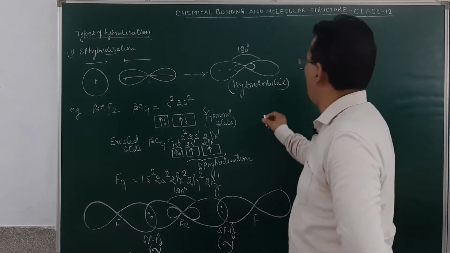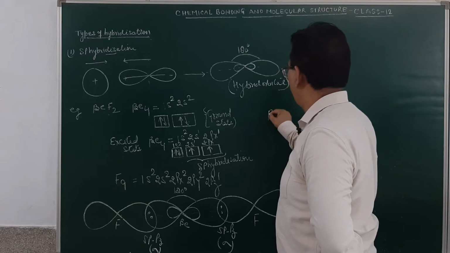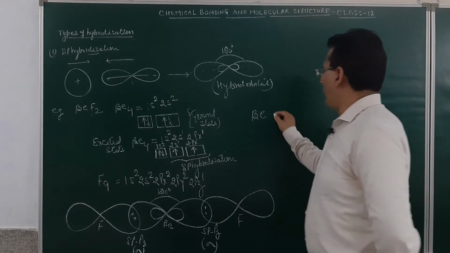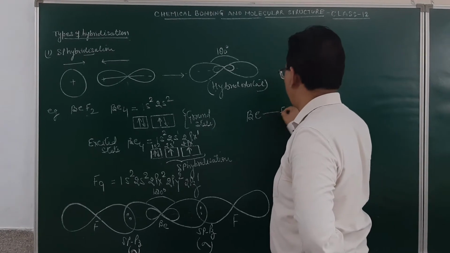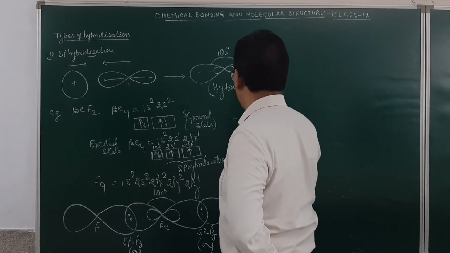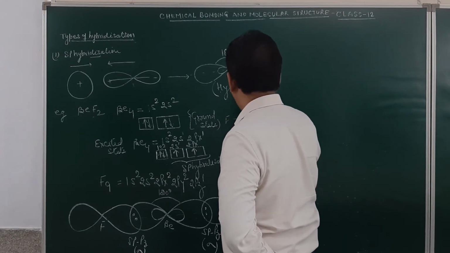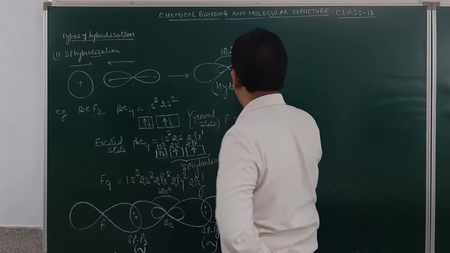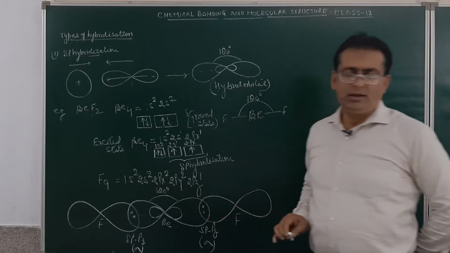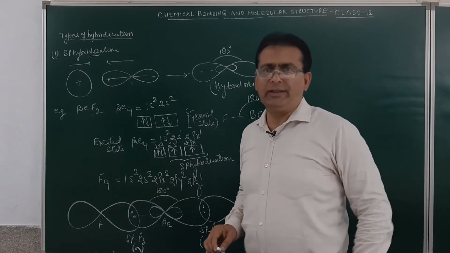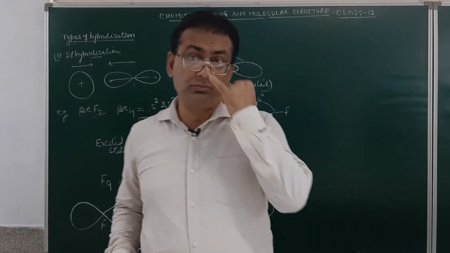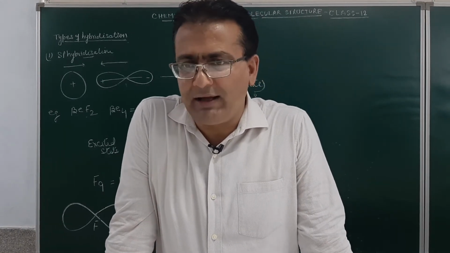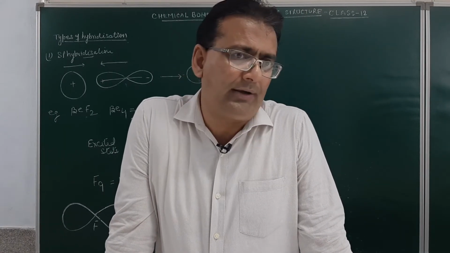So ultimately, how do we make the beryllium fluoride? This is beryllium. This over here is fluorine. And here again this will be fluorine. And the bond angle over here will be equal to 180 degrees. Tell me whether I am clear or not. Am I clear? So the bond angle in this case will be equal to 180 degrees.